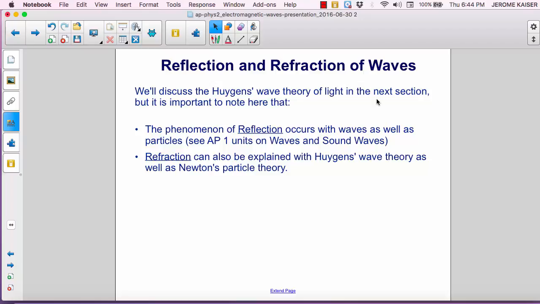The phenomenon of reflection occurs with waves as well as particles. We know that because we can go back to the AP1 unit on waves and the AP1 unit on sound waves and see just that. Refraction can also be explained with Huygens' theory of waves or light, as well as Newton's particle theory of light.